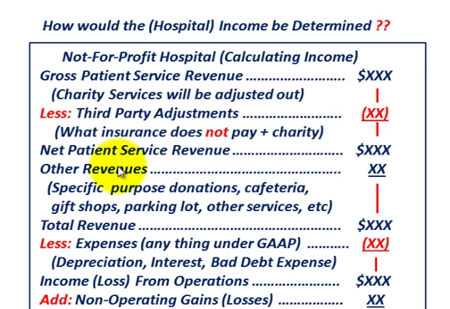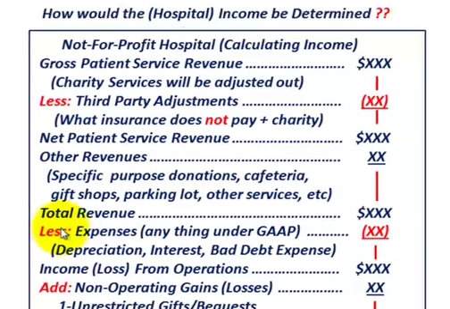Then we add in any other revenues, like specific purpose donations, a cafeteria, gift shops, parking lot, and any other services the hospital might be providing. Those are called other revenues, and those are added to the net patient service revenue, which determines the total revenue for the hospital.